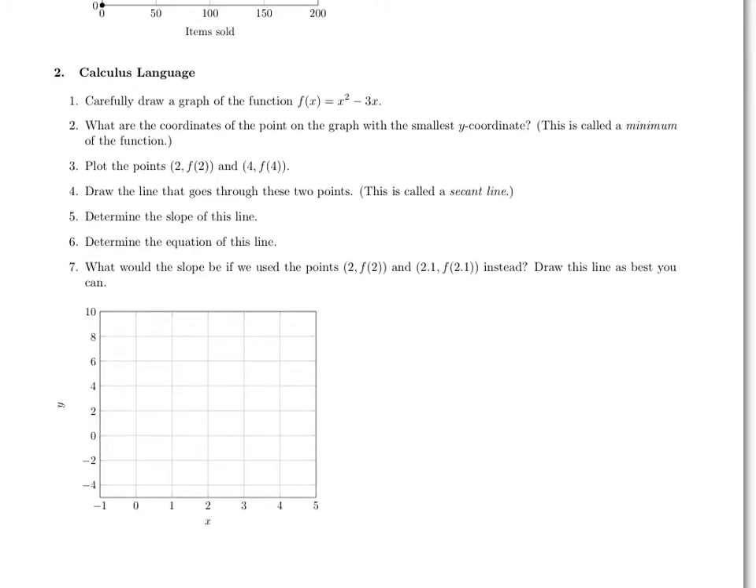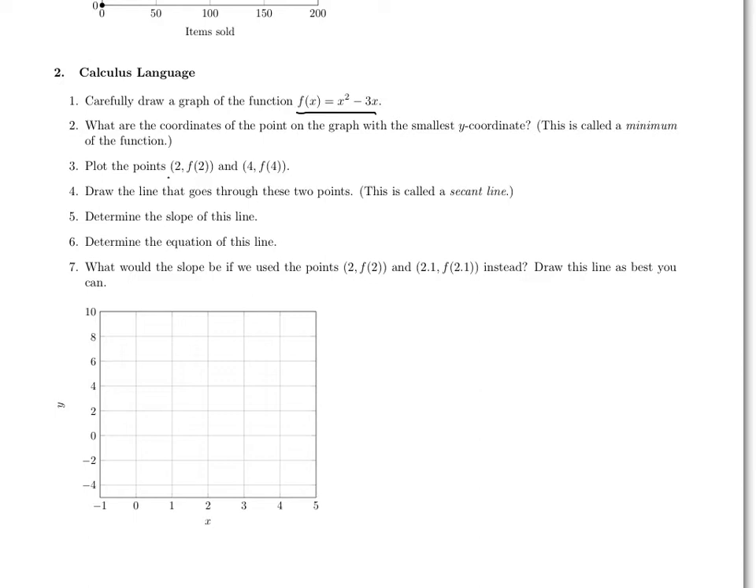It starts off asking you to draw a picture of the graph of the function f of x equals x squared minus 3x. We know this is a parabola. It's a second degree polynomial. We see the x squared there, so we know it's a parabola, which means that once I plot a few points, I should have a good idea of what it looks like.